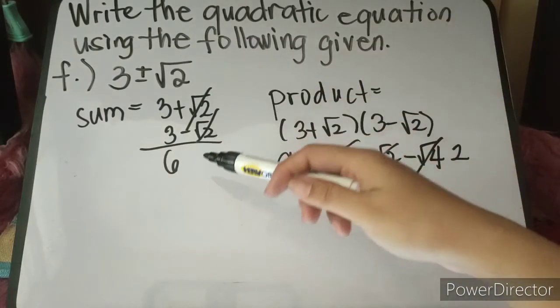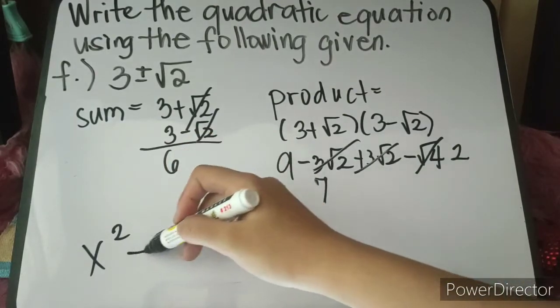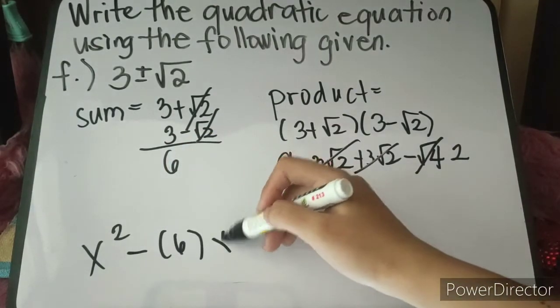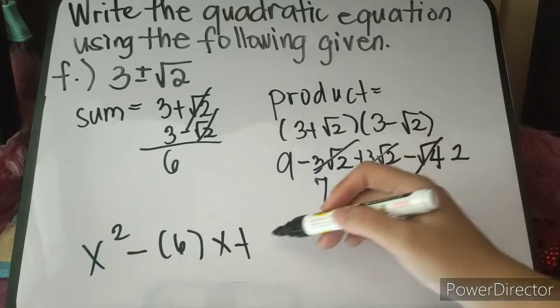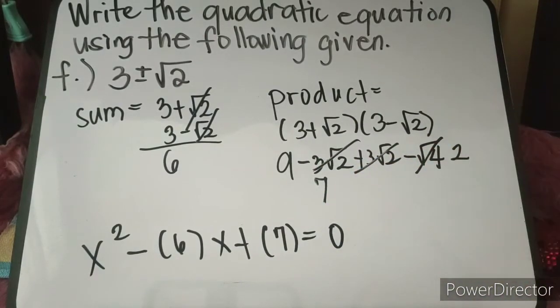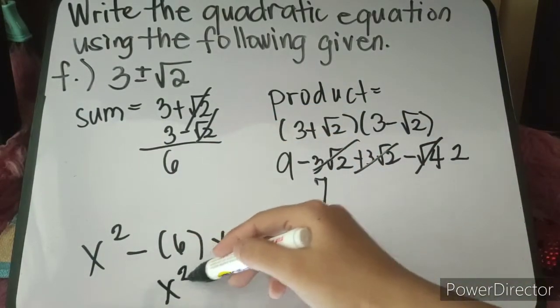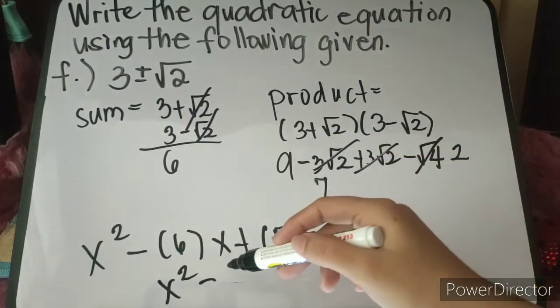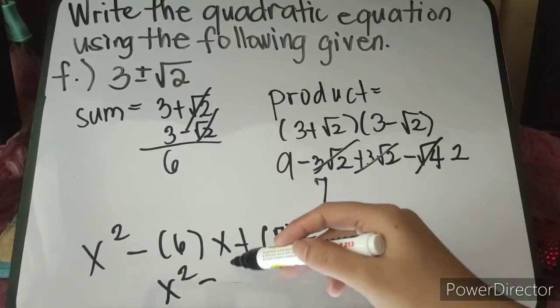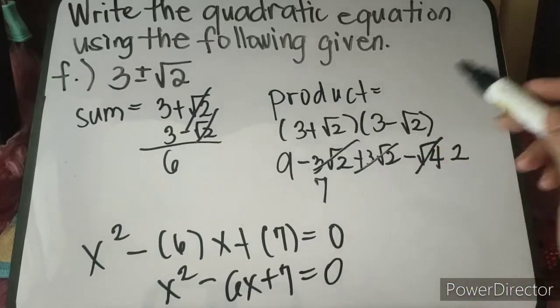So we have now our sum and product. So what we will do is x squared minus 6, which is our sum, plus 7, which is our product, equals 0. Our final answer is x squared minus 6x plus 7 is equals to 0.